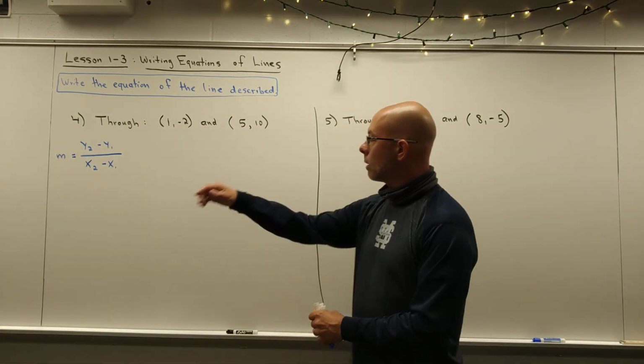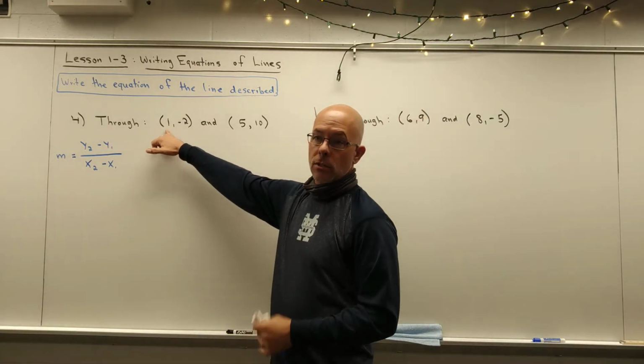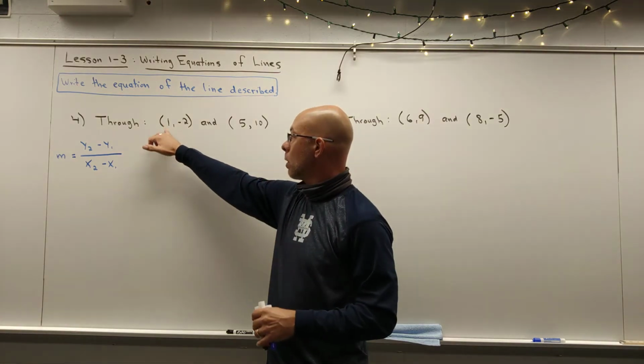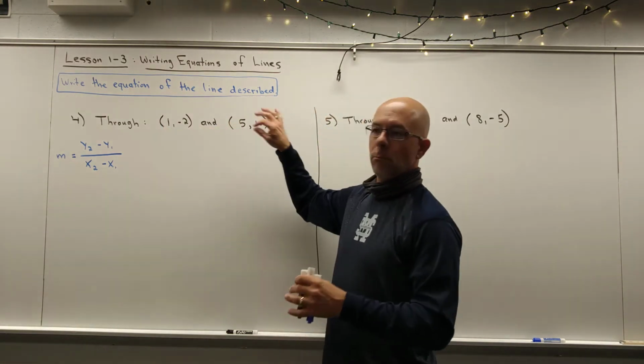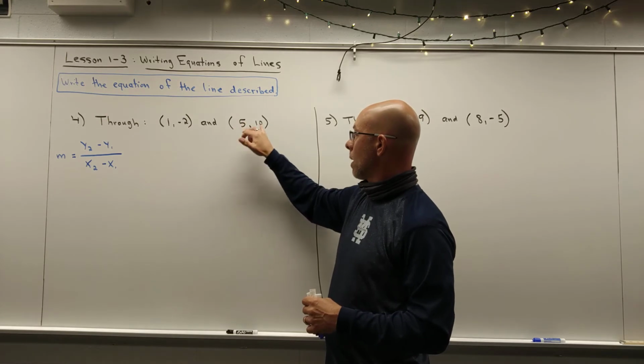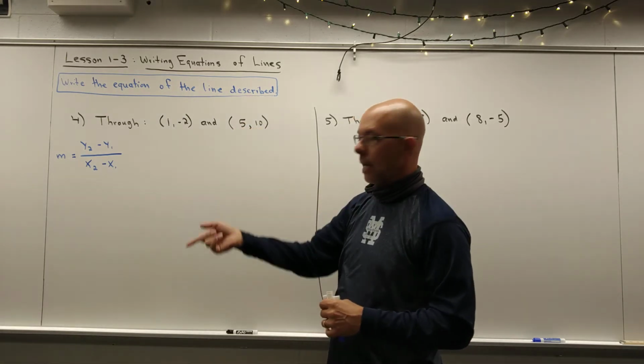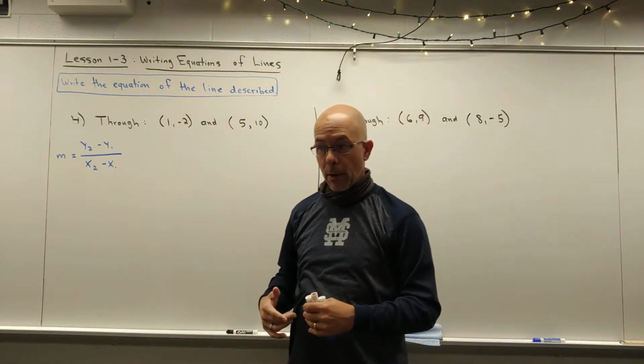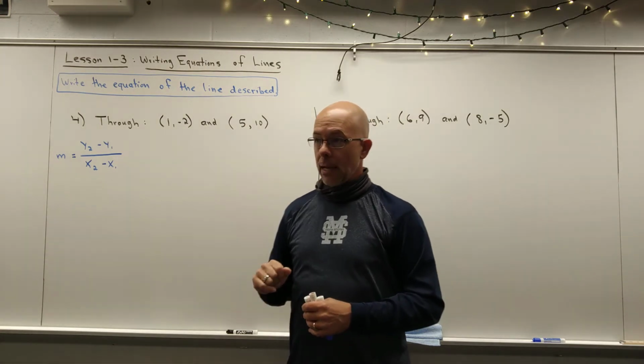But you can understand I could plot this point, which starting from the origin, if I was graphing, is 1 to the right, 2 down. Put a dot, and then from the origin, 5 to the right, 10 up. Put a point, and I can connect those 2 points. There's the straight line we're talking about. We're going to write that equation.